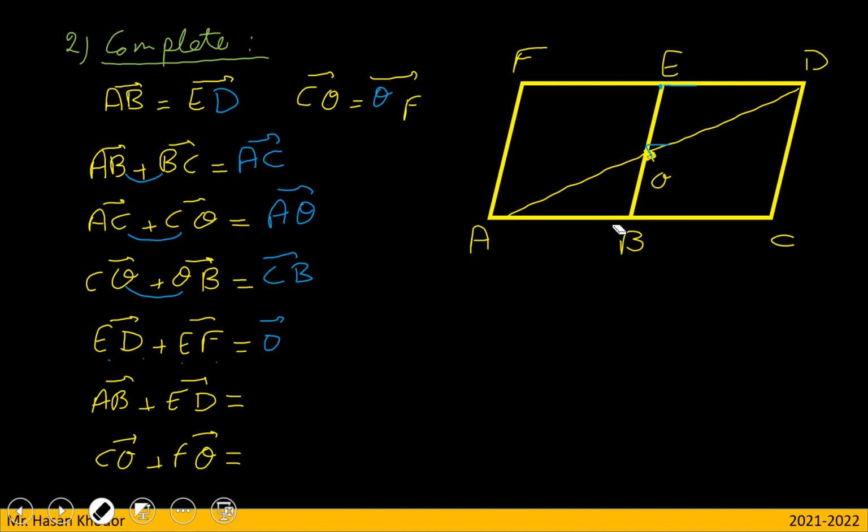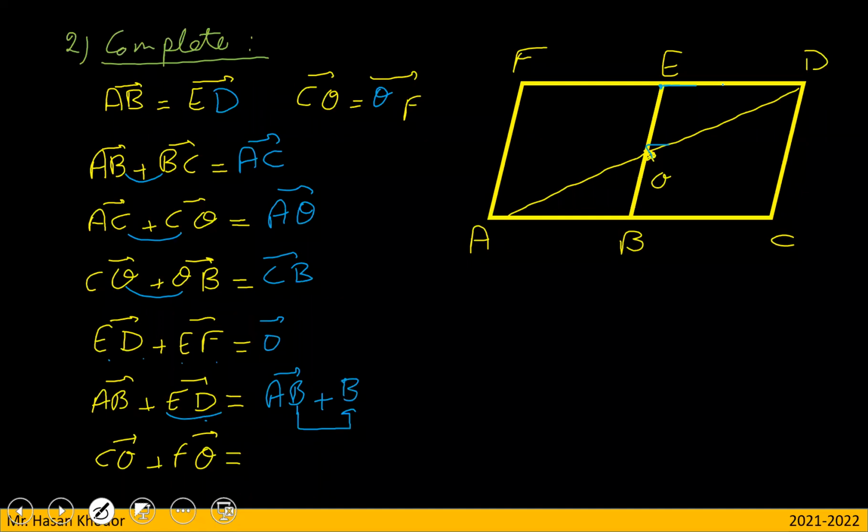We can put ED instead of ABC. Exactly. Let's replace one of the vectors, for example ED, by another vector starting from B. Why B? In order to get consecutive vectors. So I replace vector ED by a vector starting from B.